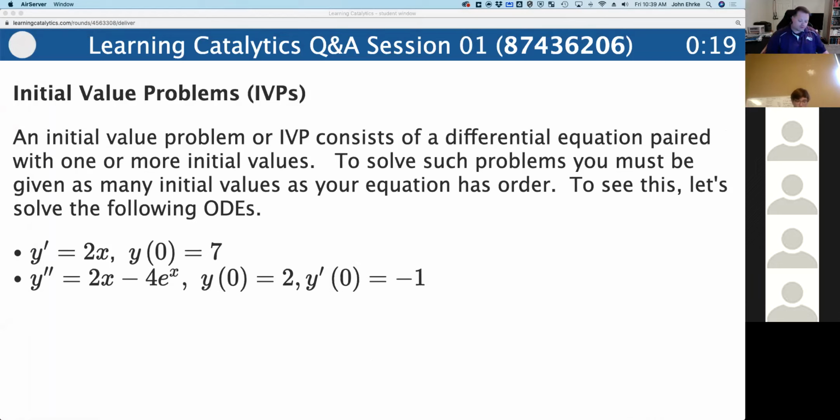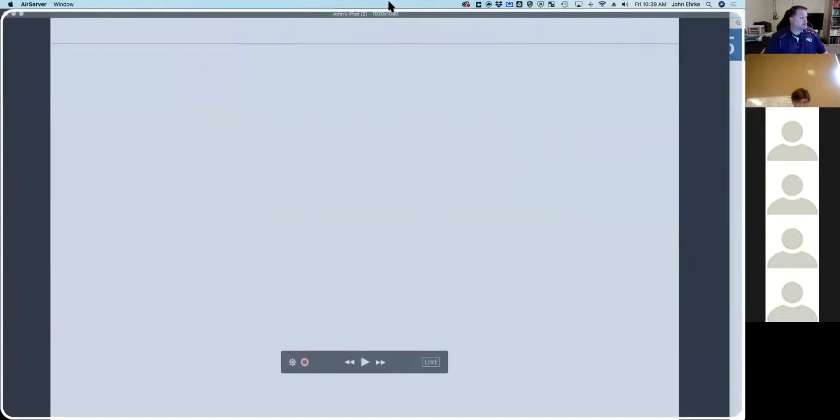I'm going to do two simple equations to start with. The first of these equations, you can probably tell me what it is here, is y prime equal to 2x. This is a pure time differential equation.